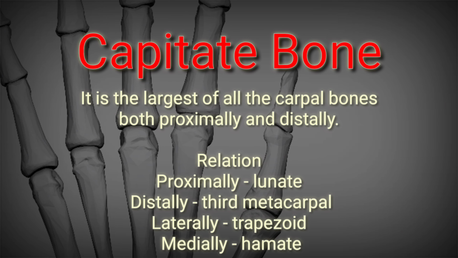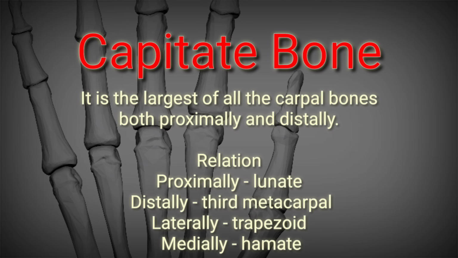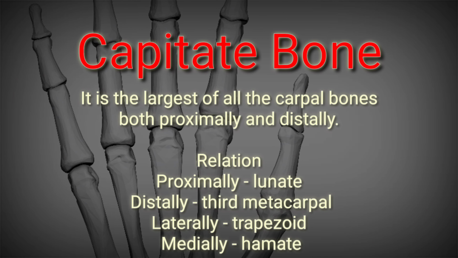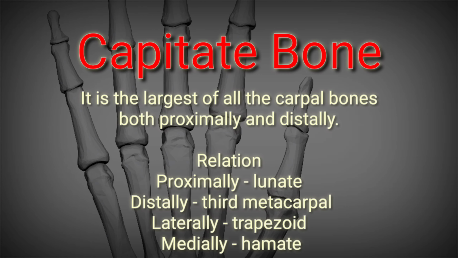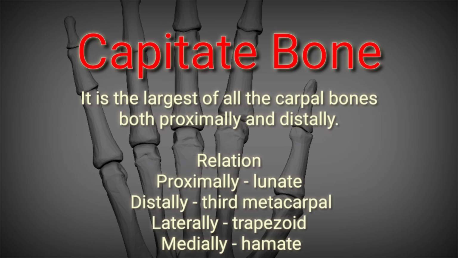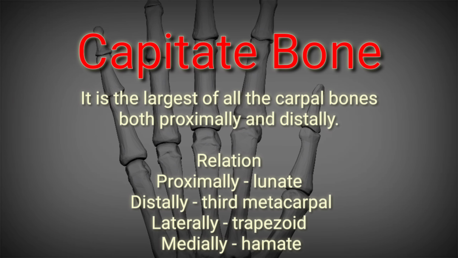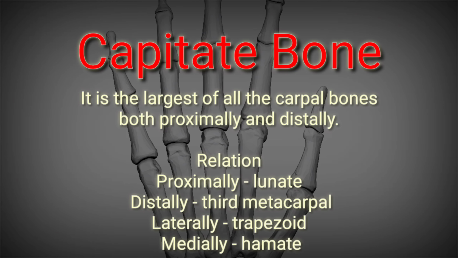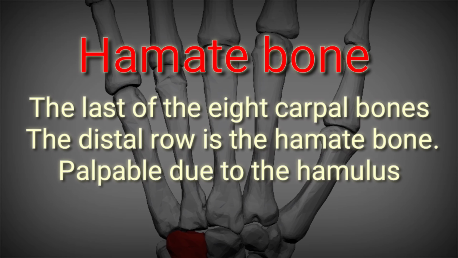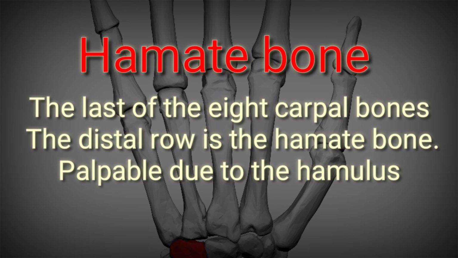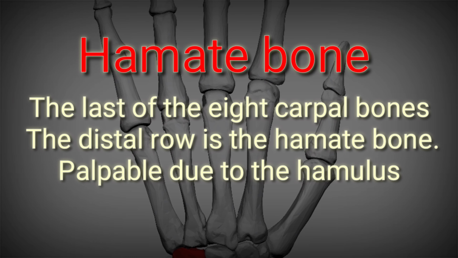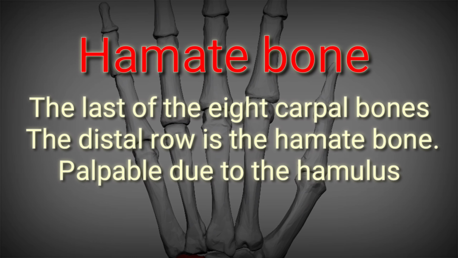Capitate bone. The capitate bone is the largest of all the carpal bones, both proximally and distally. Relation: proximally lunate, distally third metacarpal, laterally trapezoid, medially hamate bone. The last of the 8 carpal bones in the distal row is the hamate bone. It is palpable due to the hamulus.